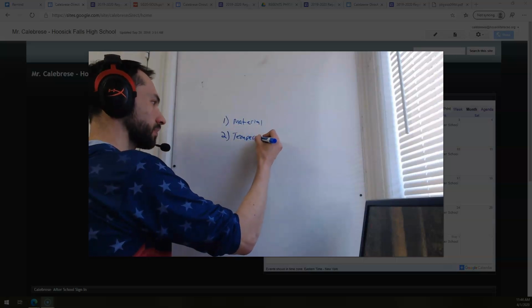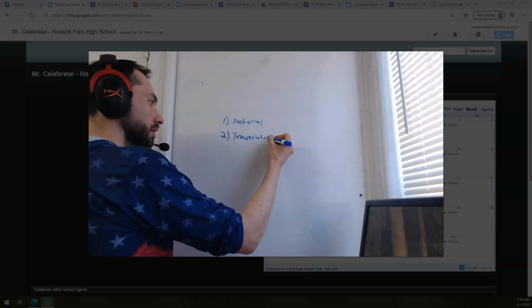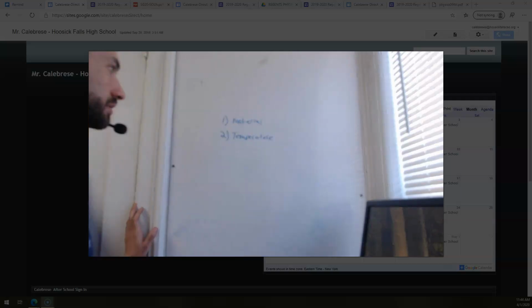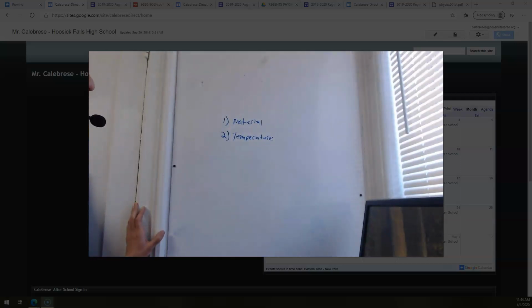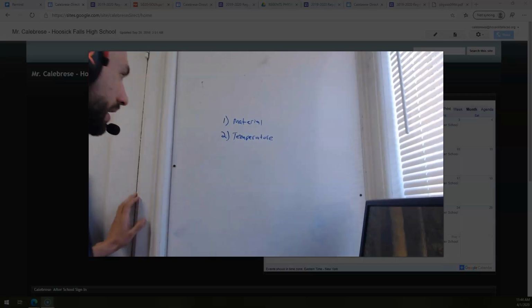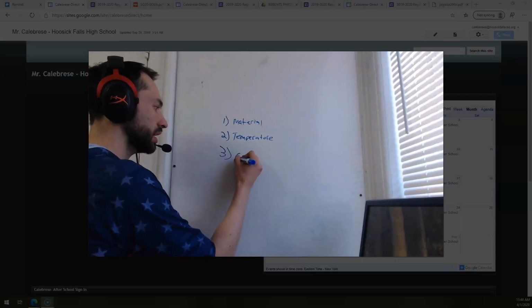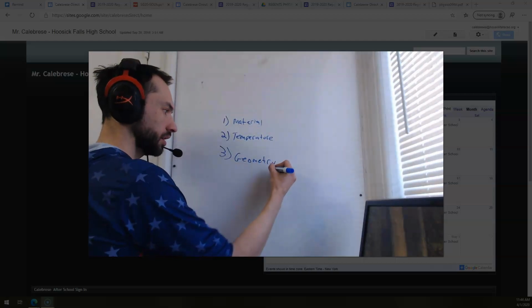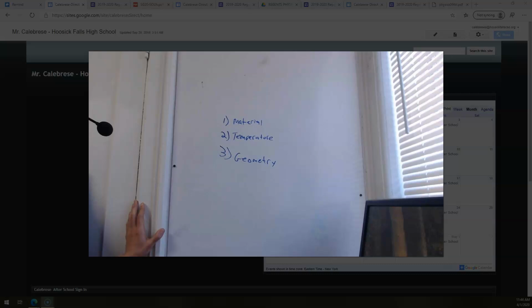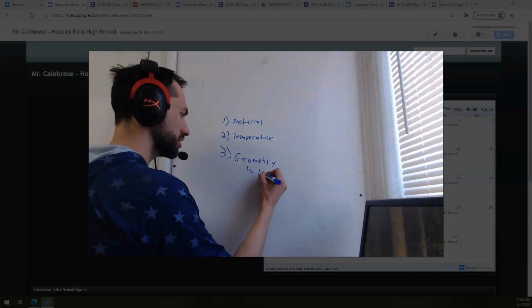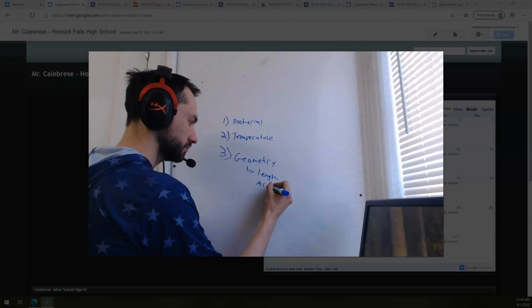Two, the temperature. It turns out that when it's hot and when it's cold, you're going to get differences in the resistance of the material. We'll talk about how that makes a difference. And three, I'm going to just say geometry. When I say geometry, I mean things like length and area.